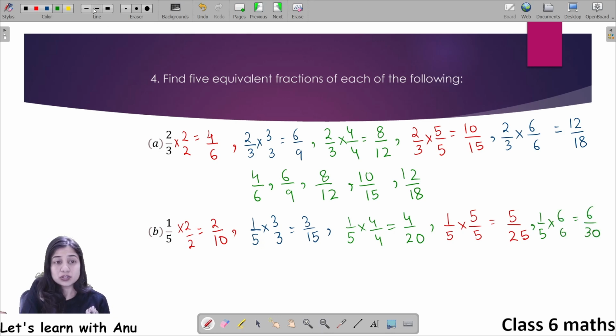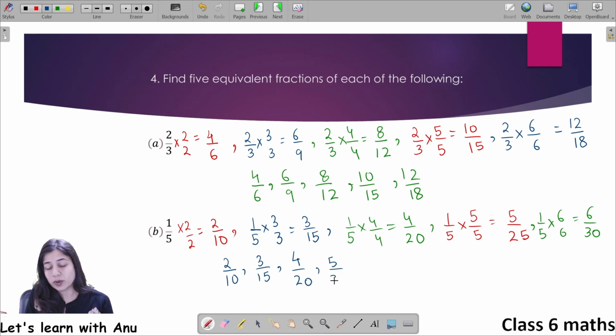So the 5 equivalent fractions of 1 by 5 are 2 by 10, 3 by 15, 4 by 20, 5 by 25, and lastly 6 by 30. I hope all of you are understanding it. If you have any doubts, please do comment and I will definitely revert back. Let's move ahead to the next part.